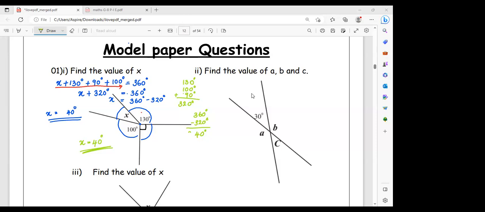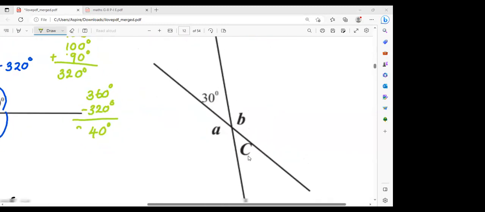No, Dasiti. Okay, look at the second one. Find the value of A, B, and C. First of all, we can find the C directly. How do we find the C? The value of C should actually be a simple one.